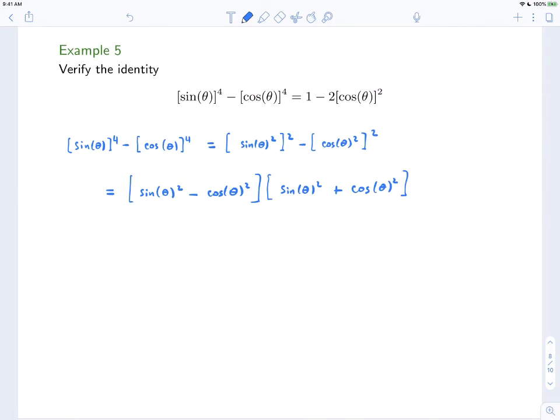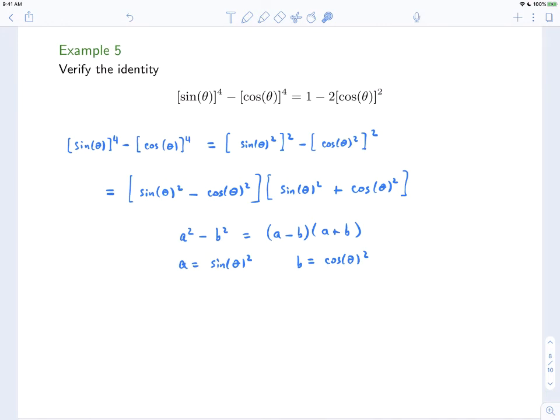The difference of squares formula says that if you have some quantity a squared minus b squared, that's equal to a minus b quantity times a plus b quantity. And in this case, we're letting a be equal to sine of theta squared, and b is equal to cosine of theta squared. So we have a squared minus b squared. So that's going to give us a minus b. So a is sine of theta squared minus b, but b is cosine theta squared. And then this is times a plus b. So sine of theta squared plus cosine of theta squared.